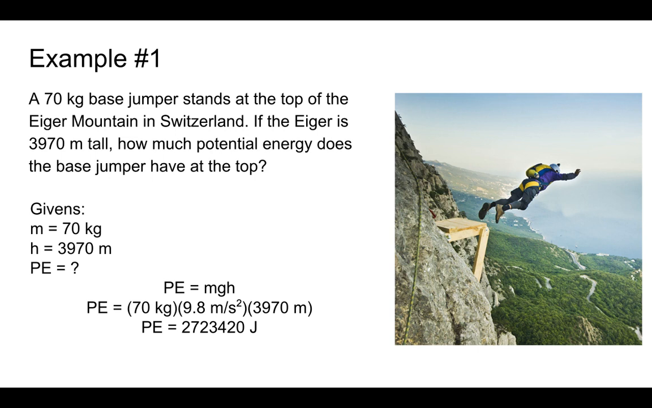Because it's so big, what we can do is divide that number by 1,000 and get the number in kilojoules. So just like grams to kilograms, we're just converting to a number that's a little bit more manageable. So if we divide this by 1,000, we get the potential energy is 2,723.4 kilojoules.